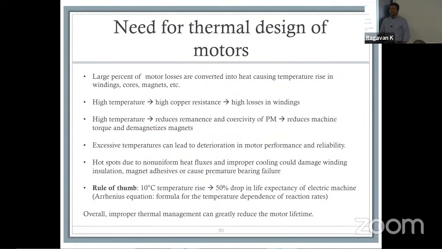So we talked about losses, right? I'm not going to go into losses again. So why do we need thermal design? Very simply put, high temperature leads to high copper resistance, which leads to high losses. Simple as that. You cannot avoid thermal design. It is going to get hot. The only question you're asking is how hot.